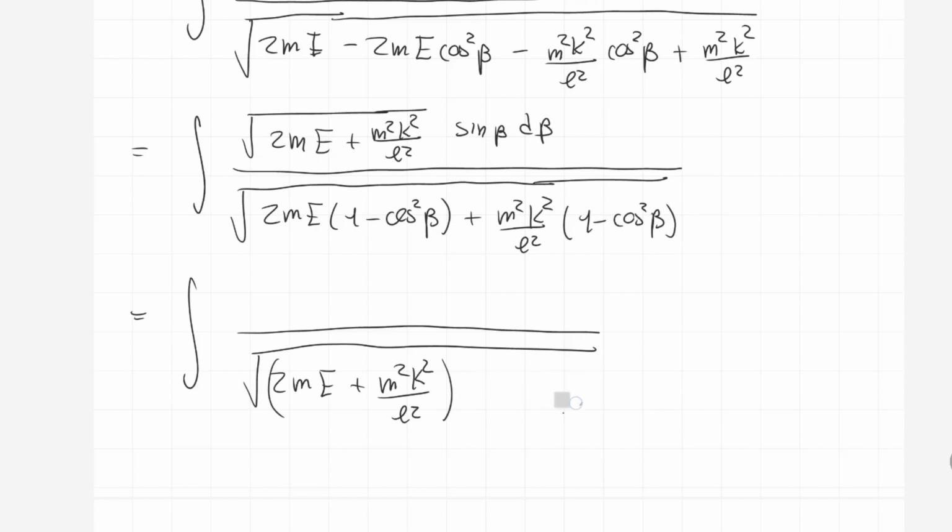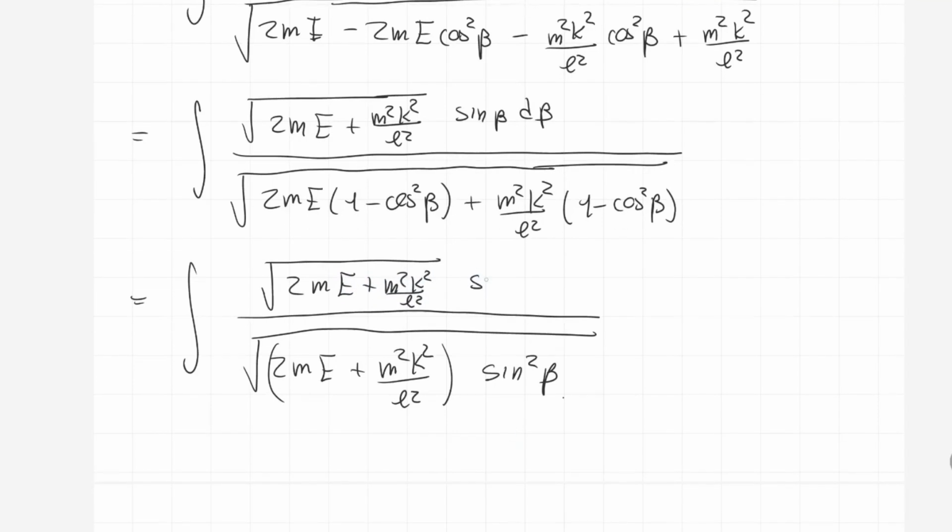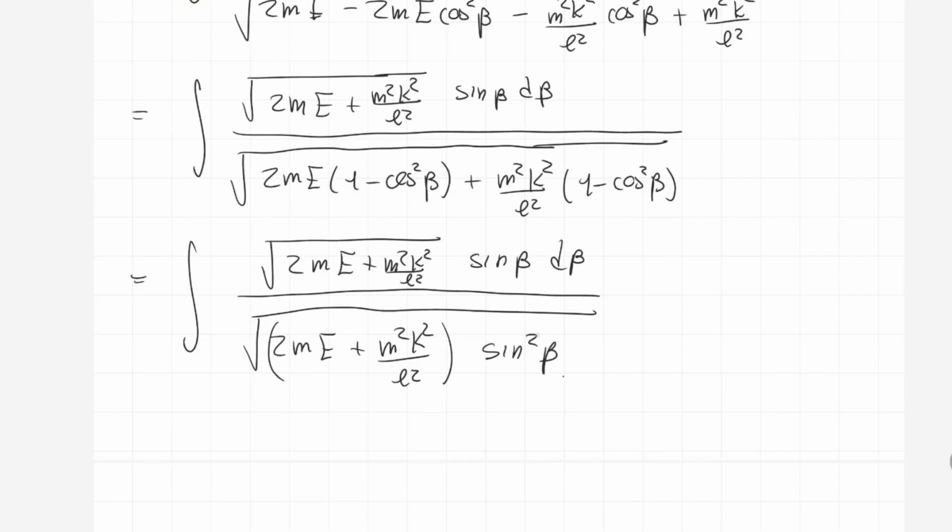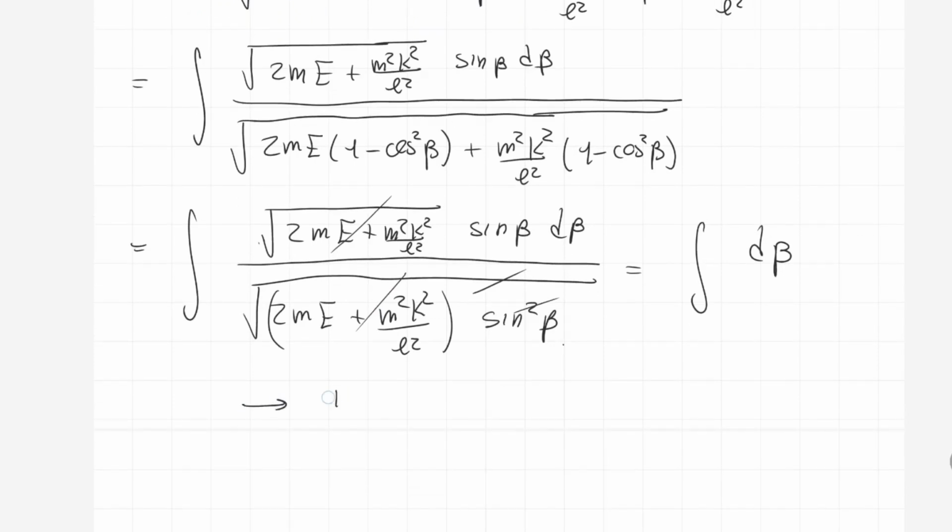So this is sine squared beta, and here we have the same 2me plus m squared k squared over L squared. We have a sine beta and d beta in the numerator, and with the square root, this square will be cancelled. So we just get the integral of d beta, because this term cancels with this term over here also. Finally, plus minus theta is equal to the integral of d beta, which is actually beta.